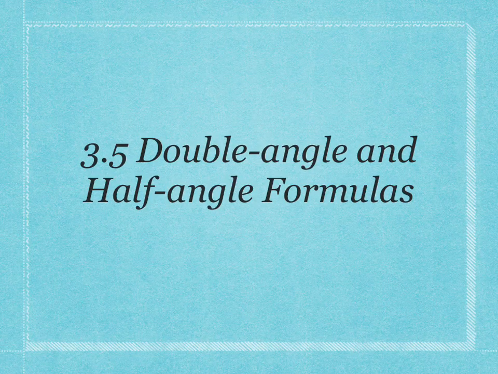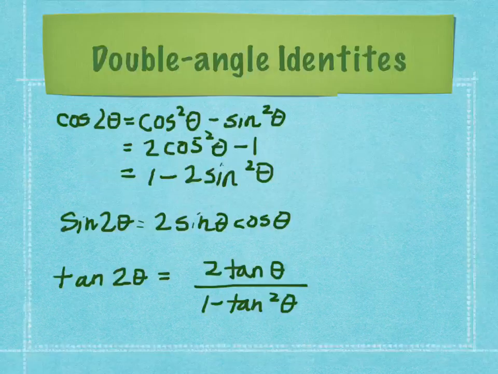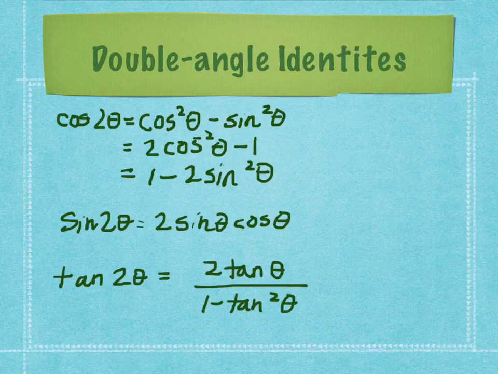All right, so we're going to take a look at section 3.5 today, and 3.5 has two new sets of identities. These identities are double angle identities, and these are the three different double angle identities. So what you should notice is that there's actually three formulas for cosine of 2 theta, and so we'll just be using whichever one we need at the time, and that's great.